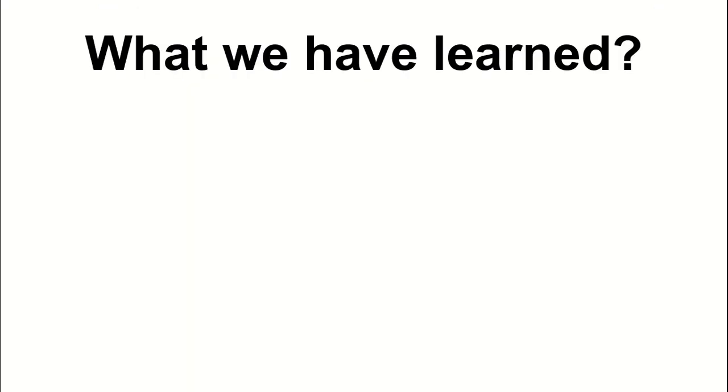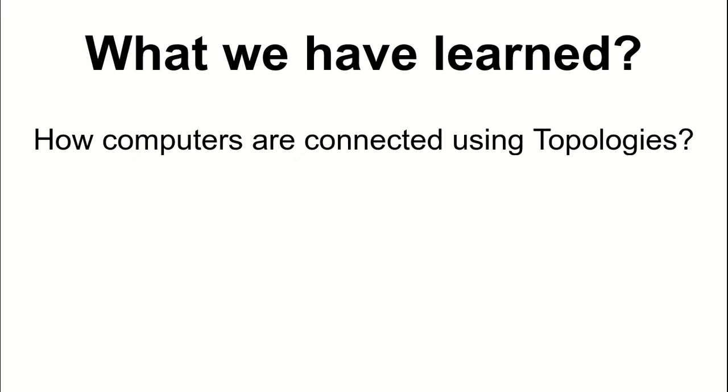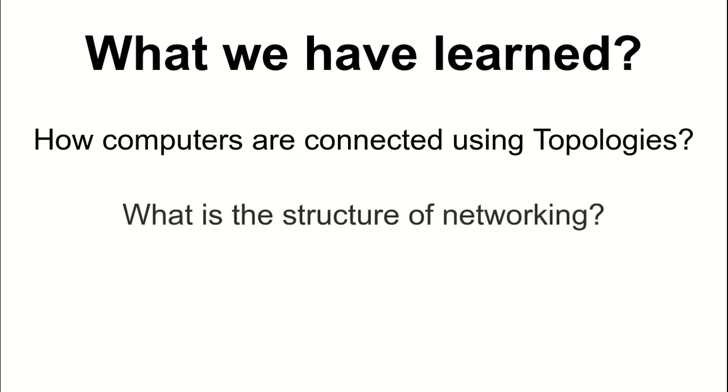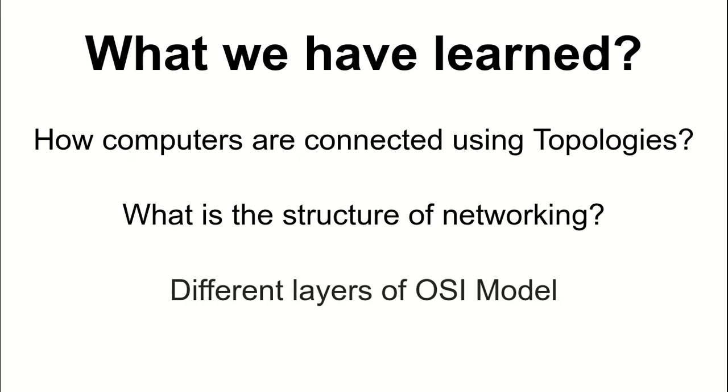Now, what we have learned: the first thing is how computers are connected together using different topologies. The next thing was the structure of a network, like OSI or TCP. I will be showing you the TCP/IP model in the next video. And the third one is the different layers of the OSI model.